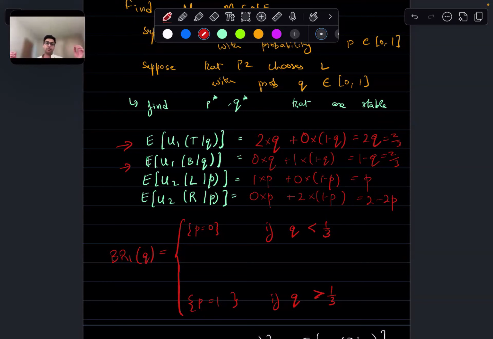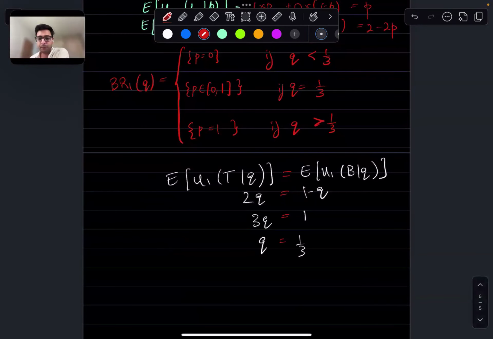So either way, whether I choose top or bottom or any mix between the two, I'm going to get the exact same expected utility of 2/3. So any value of P that is between 0 and 1 will be a best response for player 1 if Q equals 1/3.